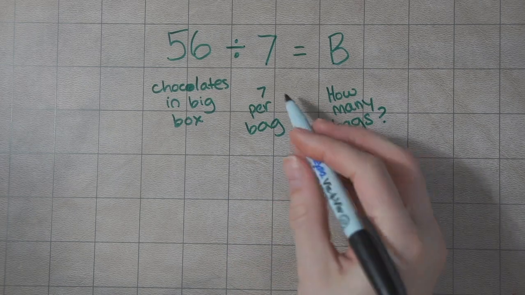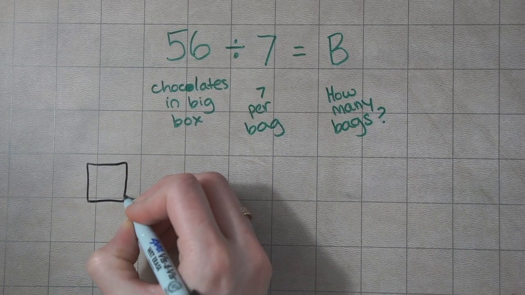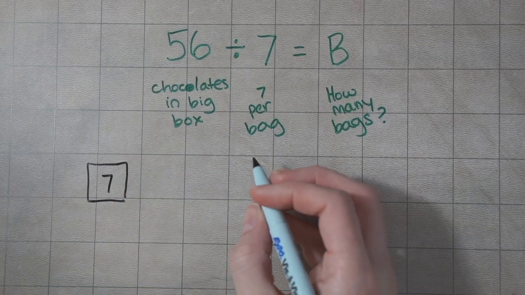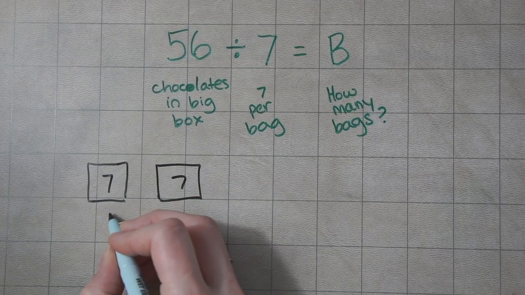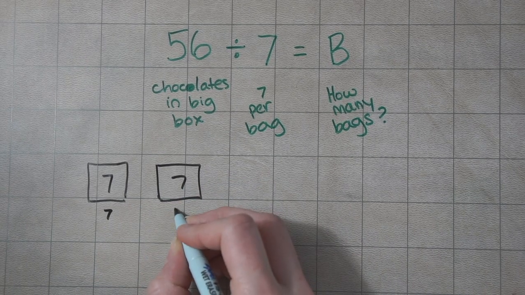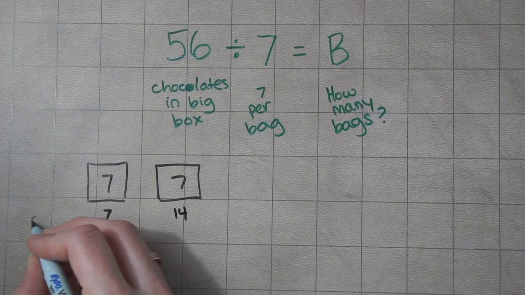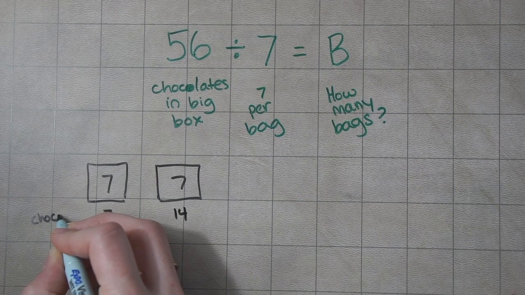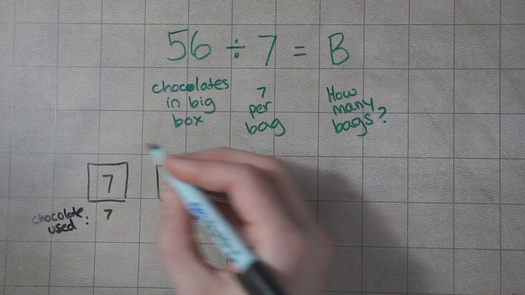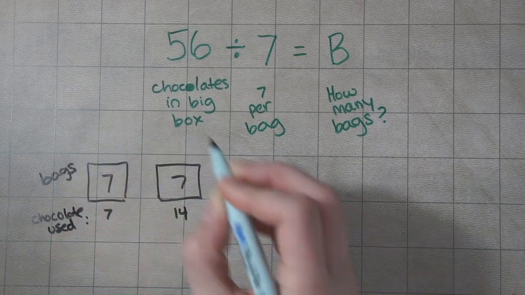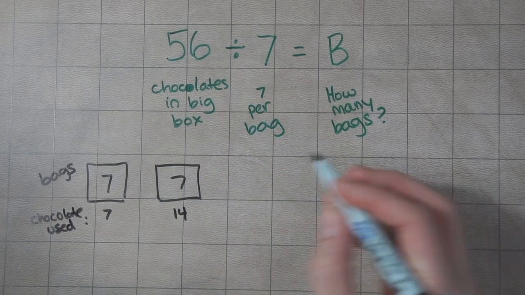56, and I'm making groups of 7 in a bag. To make the math a little easier, here's a bag of 7. Here's a bag of 7, so let's see. That means we've used up 7. 14 used up. Let's label that. Chocolate used. And these are the bags. So far we've only used 14 of the 56 chocolates. We have to keep going.